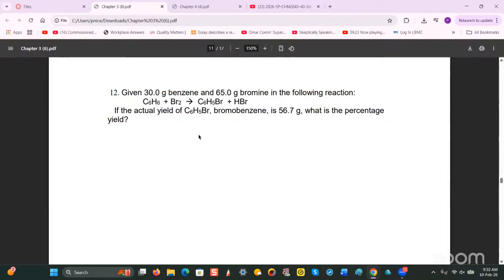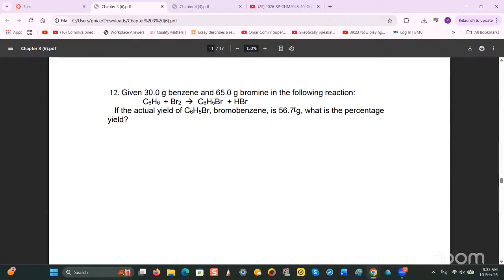So what I would tell students to do is inspect the equation to make sure it's balanced, right? Which it is in this case. And the question gives you the masses of the reactants, benzene and bromine. And the question is asking for the percent yield. They gave you the actual yield. And of course, you know that there's a difference between the actual yield and the theoretical yield.